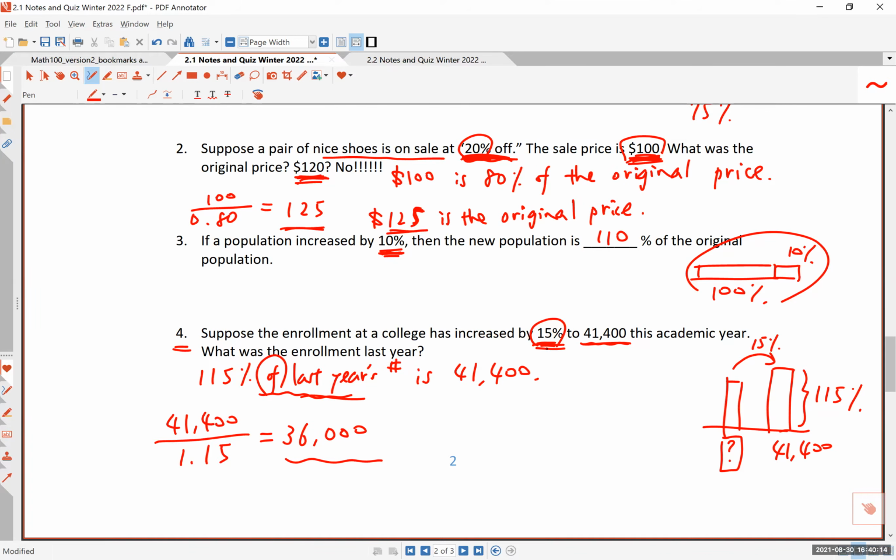Now, again, you can do your own checking. If you find 15% of this number here, that would be 5,400. And if you add 5,400 to this number, you get 41,400. So you know that answer is correct.